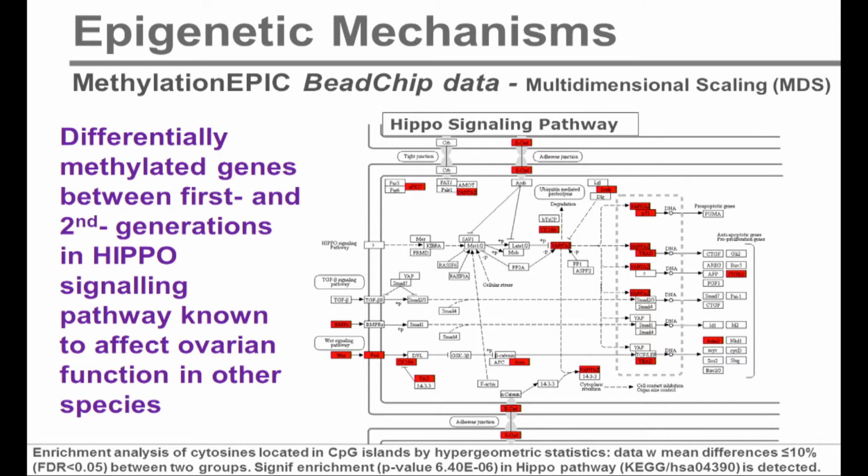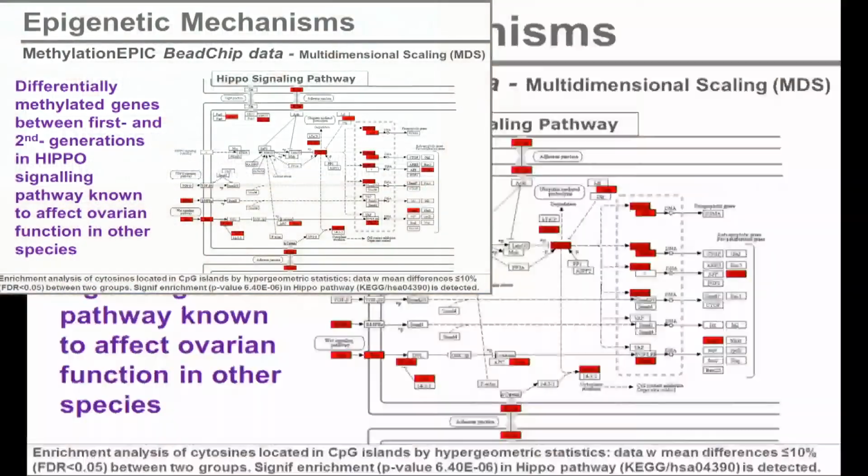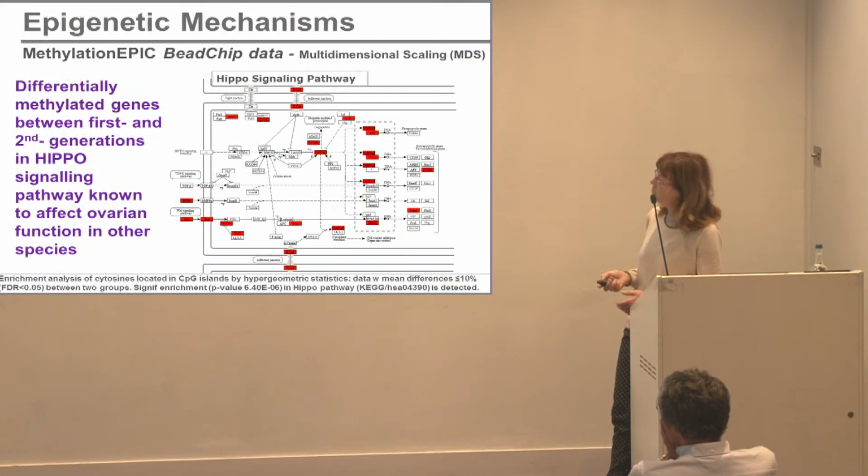And one of the things that we found, this is a very complicated slide, but the basic message to take away from it is that among the clearly significantly differentially methylated genes between the first and second generation Bangladeshi women, we found differences in this Hippo signaling pathway that in studies of other species has been shown to be really important in terms of ovarian function. So we're at the early stages of analysis, but that's intriguing and it's very encouraging as we continue with this work.